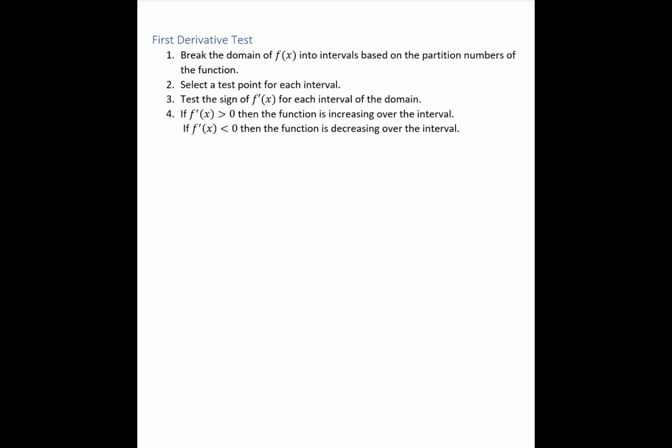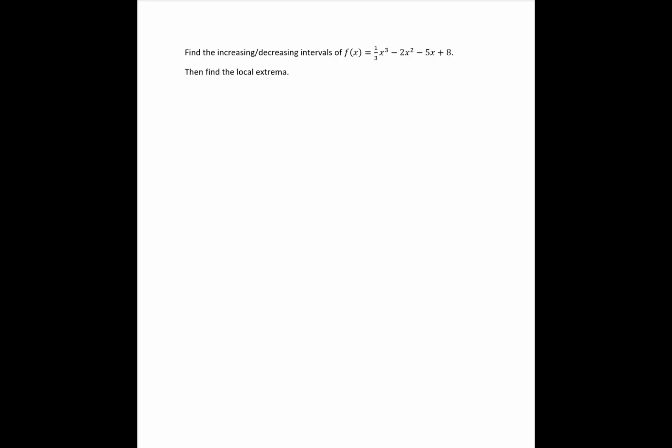If the number is positive, so that means if f prime of x is greater than 0, then you know the function is increasing over that interval. If, when you plug that number in, you get a negative, then you know the function is decreasing. So positives will go up, and negatives will go down. So we're going to do a bunch of examples to make sure we're comfortable with this new first derivative test. We're going to find the increasing, decreasing intervals, and then after that we'll be able to find the local extrema.